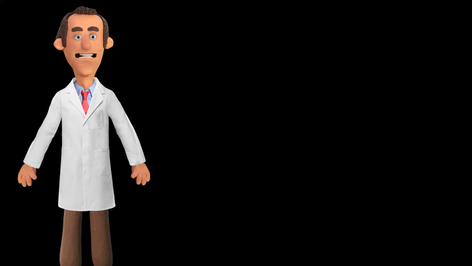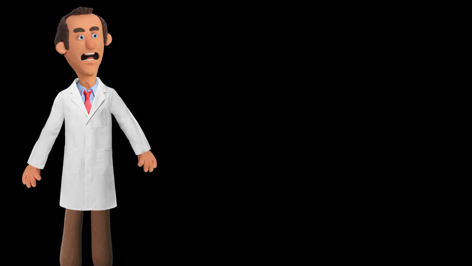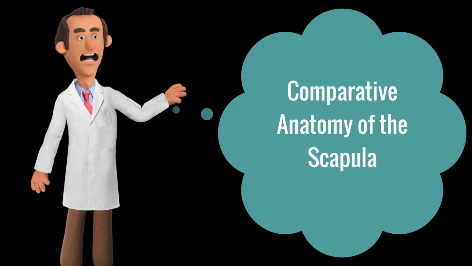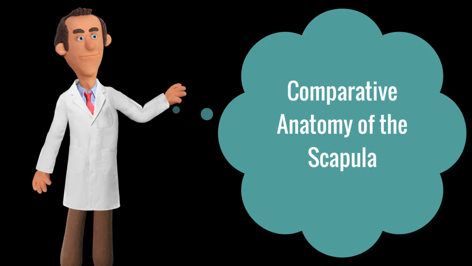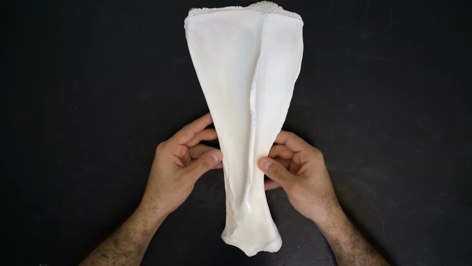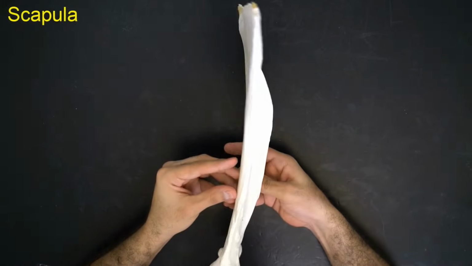We will start talking about the skeleton of the forelimb, and now we will start with the comparative anatomy of the scapula. In the next video we will move to the humerus, and after that to the radius and so on. Let's get started. The scapula, as you can see here, is a flat bone.